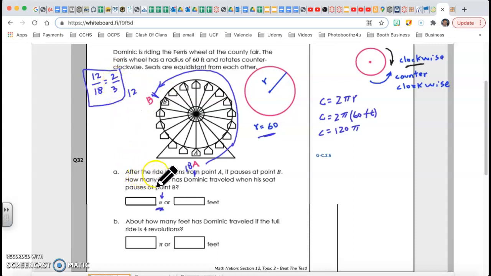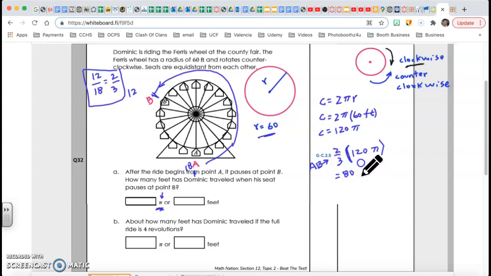So to find the distance, how many feet has Dominic traveled when his seat pauses at point B? I'm going to say that he went 2/3 of the whole thing, and the whole thing is 120 pi. This should be a parenthesis. That's how much the distance is between A and B. And 2/3 times this is 240 divided by 3. 2/3 times 120 is going to give me 80.